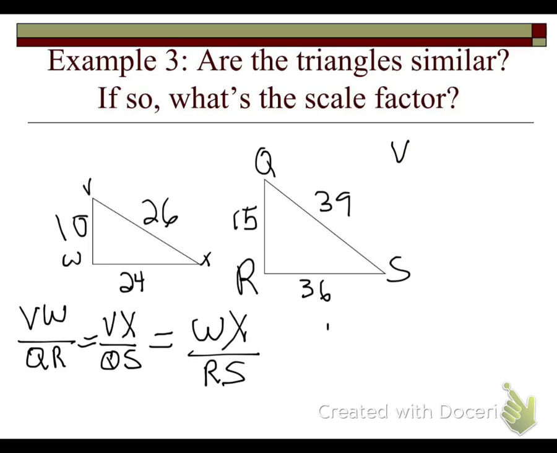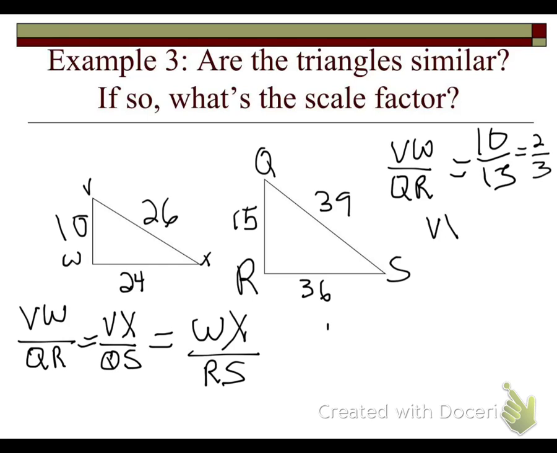So we have VW over QR. VW is what amount? 10 over 15. Okay, what can we take out of both of those? We take out a 5. We take a 5 out of both, and what are we left with? 2 and 3. So we have 2 over 3. Next one up, we have VX over QS. 26 over 39.